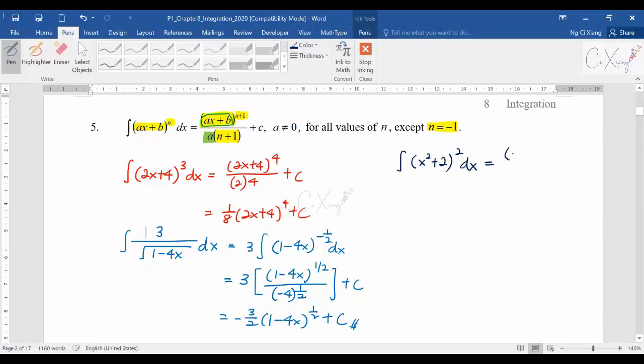Alright, so according to the rules that we have, it is copy the bracket, power plus 1 becomes 3, divided by the new power 3. Then after that, you differentiate the thing inside the bracket. Differentiate x squared, what do you have? You have 2x. Differentiate 2, you get a 0. So plus 6. Okay, so eventually you will get this.